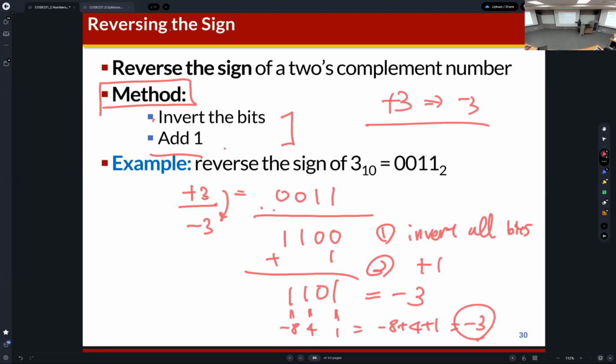And then we can also apply the same method to the minus numbers. Which means that if we apply the same method to the minus number, then we can generate the plus number. Let's see the example.